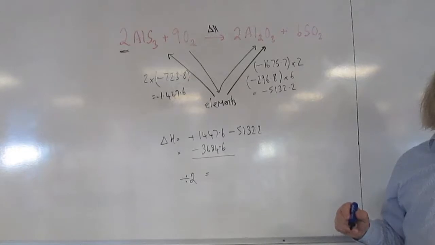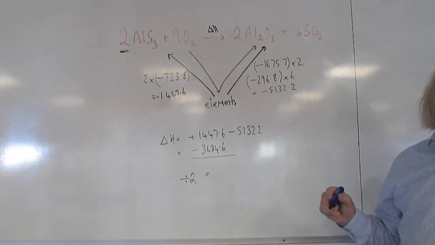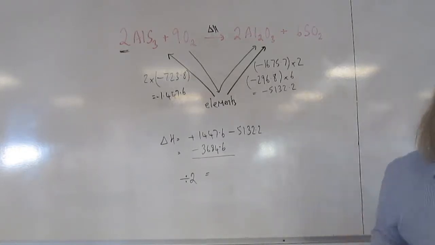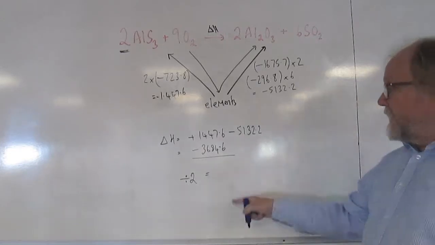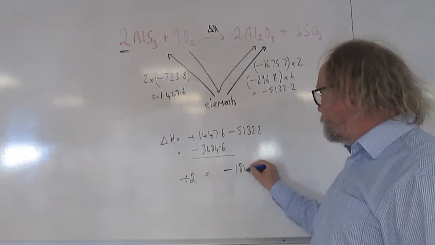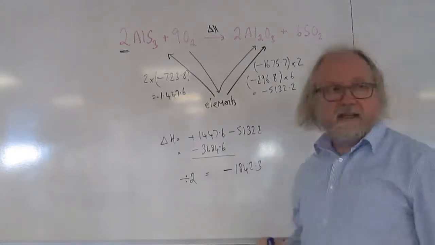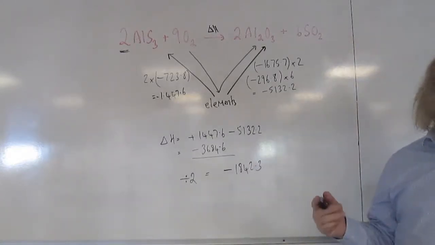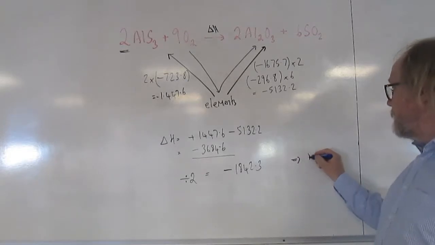So if we divide that number by 2, we get whatever the answer is. I can't see it now. So we've got to divide that number by 2, and the answer is minus 1842.3, and therefore the correct answer was B for that one.